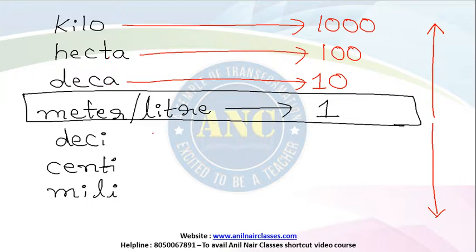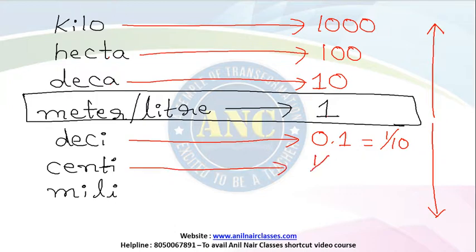Similarly, if I want to come downward, I will keep my base value as 1 once again. So this is deci. Deci, if I want to write in terms of 1, it is 0.1, or I can also write it as 1 by 10. Similarly, centi is 1 by 100. Milli is 1 by 1000.